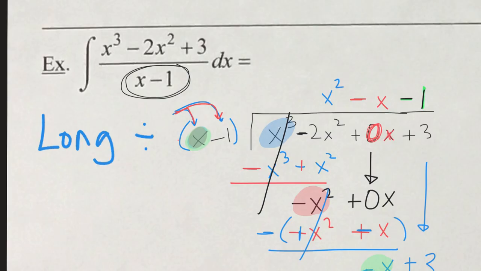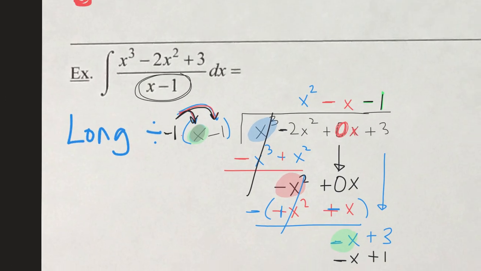And now we do our multiplication one more time. We're multiplying all of these things by minus 1. So minus 1 times x is negative x. Negative 1 times negative 1 is plus 1. And we subtract. So this first term becomes a plus, and my second term becomes a minus, and my final answer is 2.